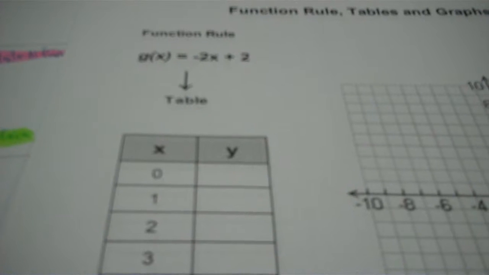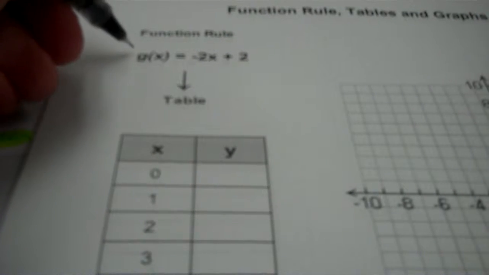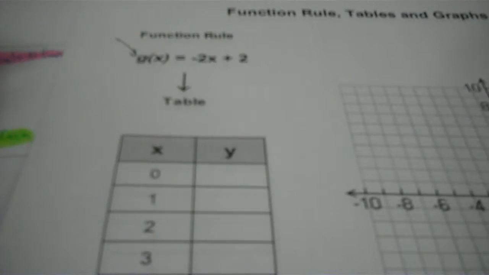The second example discussed in class today, we're talking about functions, tables, function rules, tables, and graphs. We're given the function rule negative 2x plus 2. They use g of x instead of f of x. It doesn't matter if you use an f or a g or whatever it happens to be. In this case, they're using a g.